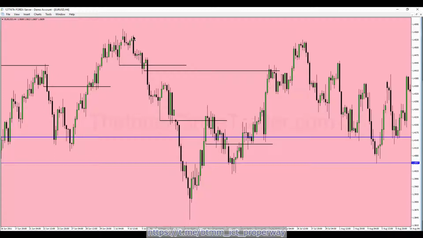And we have this area up here, an old fractal high right there. Price trades to it here, bearish order block, starts to sell off. We have another opportunity presented here. Okay, last up candle, wait for the down move. Didn't quite get to it there.